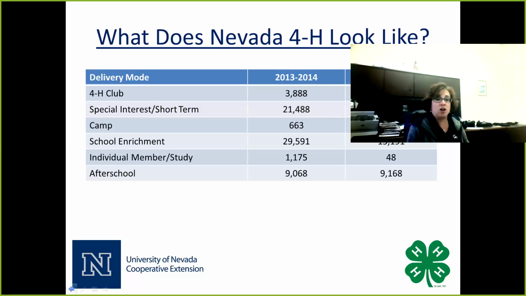I'd really like to see our club numbers increase, I'd love to see them up closer to 10,000. But one of the things we have to think about there is we need to look at clubs differently. They may not look the same as they did in 1902 or even the way they looked in 2000. So we have to think about that too.